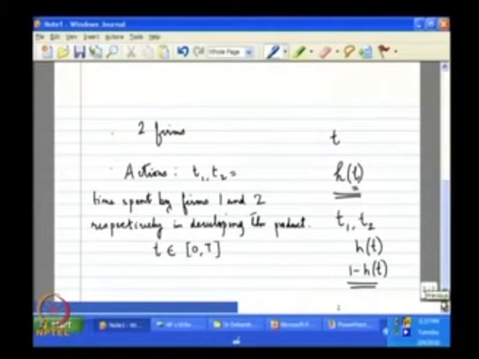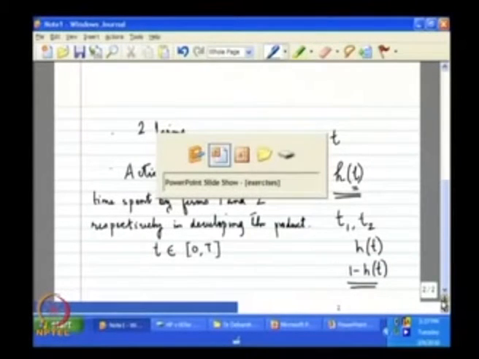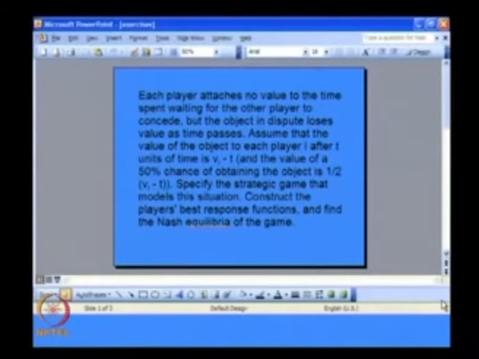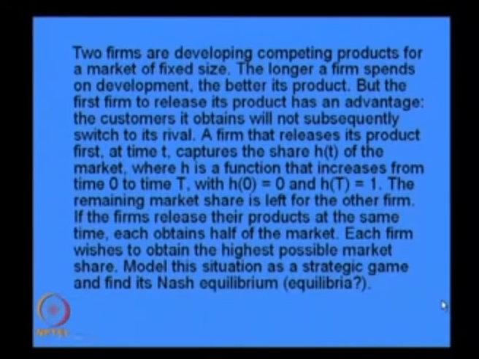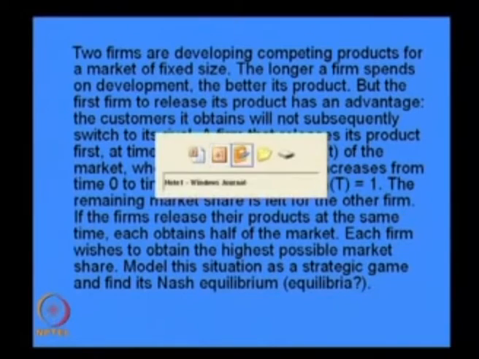and each firm tries to maximize its share of the market, because if you remember, what is being said is that each firm wishes to obtain the highest possible market share. So, my aim will be to maximize H, that is the portion of the market that I am getting. So, that is the game.